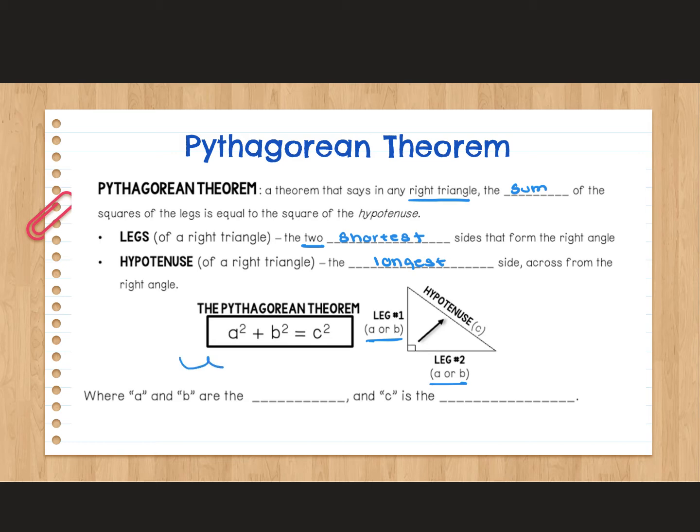So this here is a very important formula when working with the Pythagorean theorem, because it is the Pythagorean theorem. We have a squared plus b squared is equal to c squared. So if I take the length of one of my legs and square it, and add it to the square of the length of my other leg, I will get the square of my hypotenuse. Where a and b are the legs, so again, with labeling, it doesn't matter which way you label the legs. And c is always the diagonal, the hypotenuse.